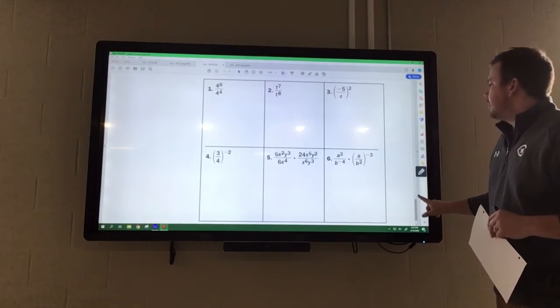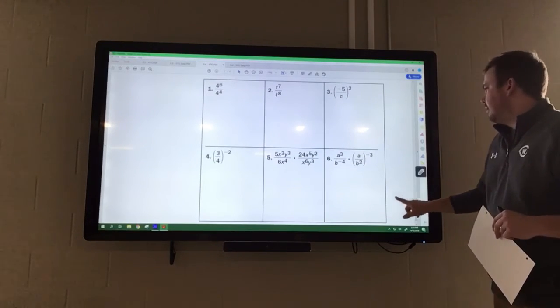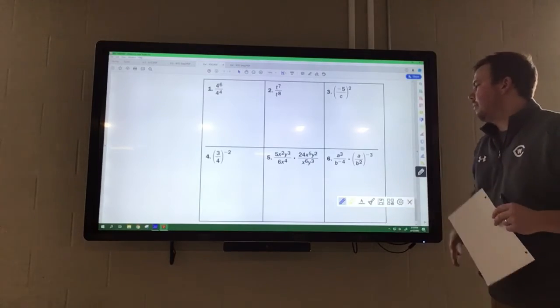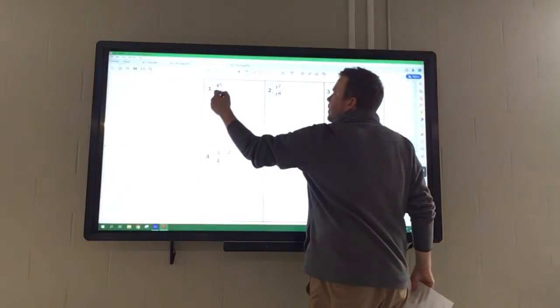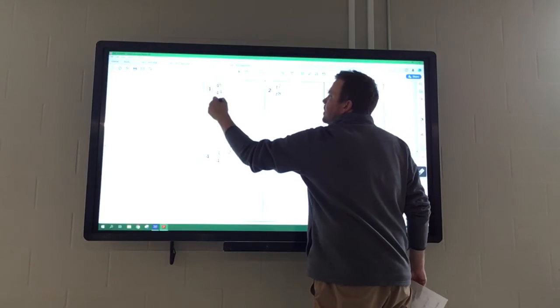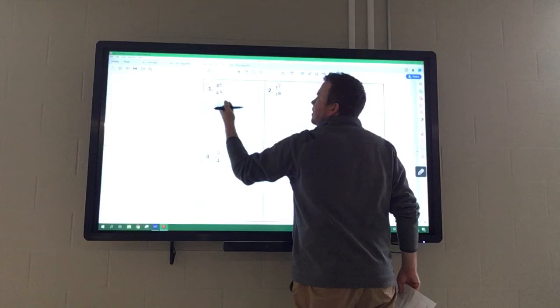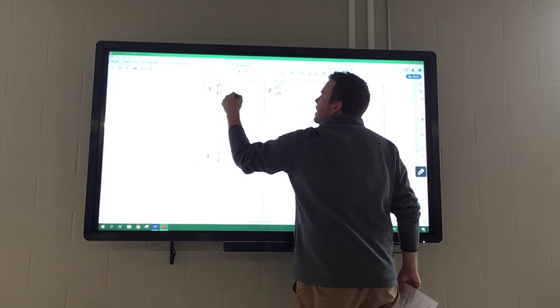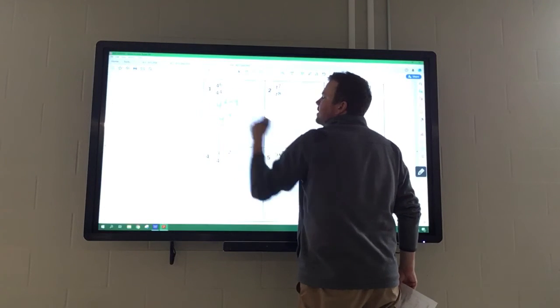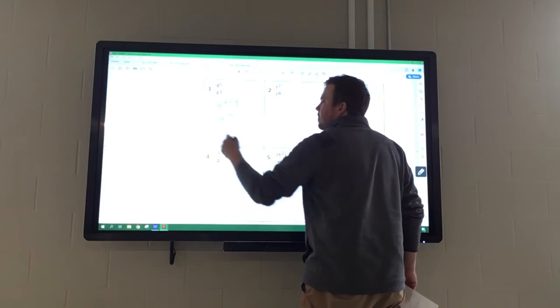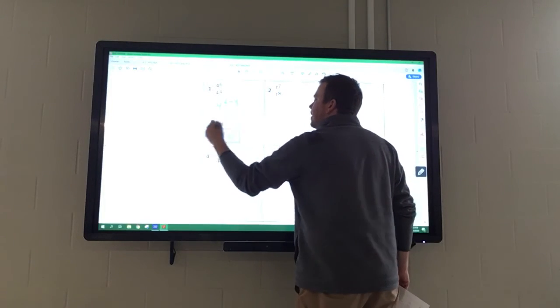All right, let's start with number 1. Four to the sixth over 4 to the fourth. When I divide two powers with the same base, I keep my base, I subtract the exponents. Let's go ahead and write that out. Keep my base, subtract the exponents, leaving me with 4 to the second power. 4 to the second power is 16.